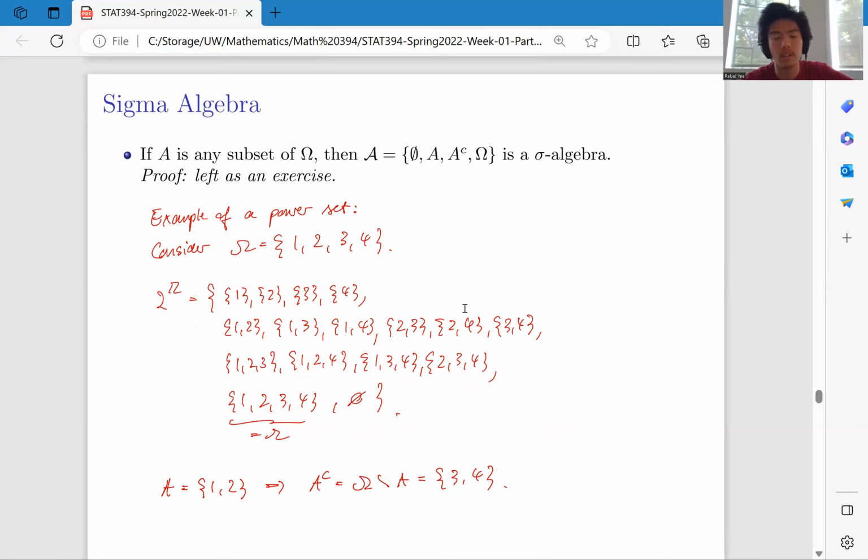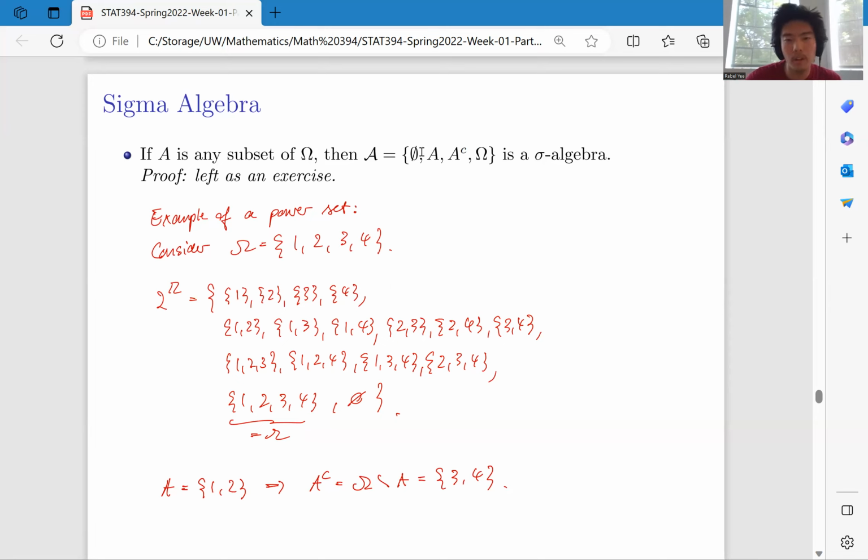So first we consider a set which consists of 4 elements: 1, 2, 3, 4, and we want to see what the power set of it is. So the power set of it is {1}, {2}, {3}, {4}, {1,2}, {1,3}, {1,4}, {2,3}, {2,4}, {3,4}, {1,2,3}, {1,2,4}, {1,3,4}, {2,3,4}, and {1,2,3,4}, which is the same as the sample space, and the empty set.